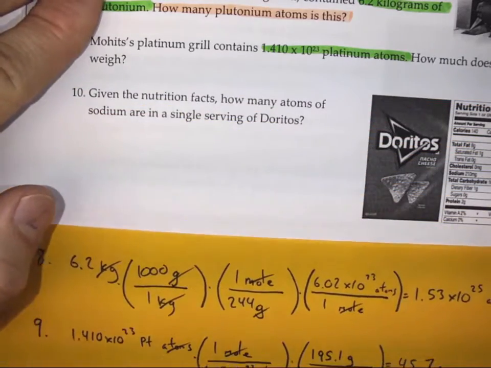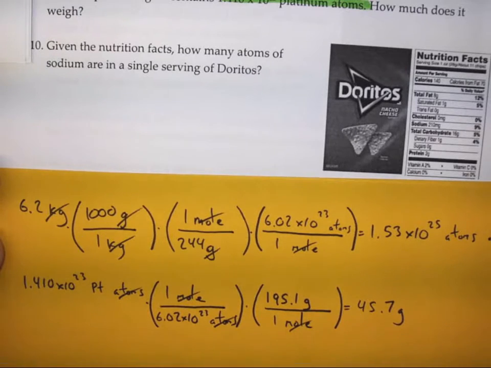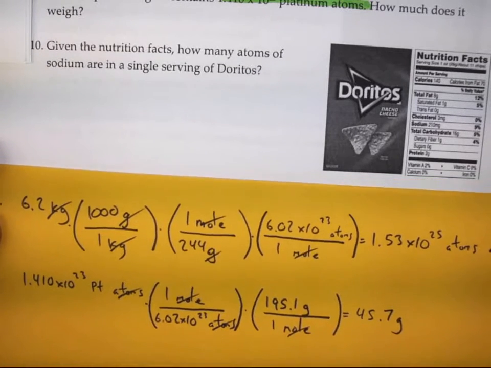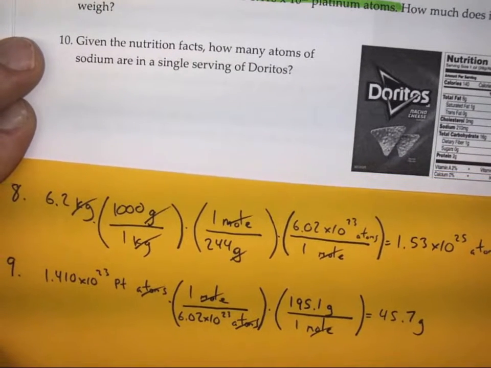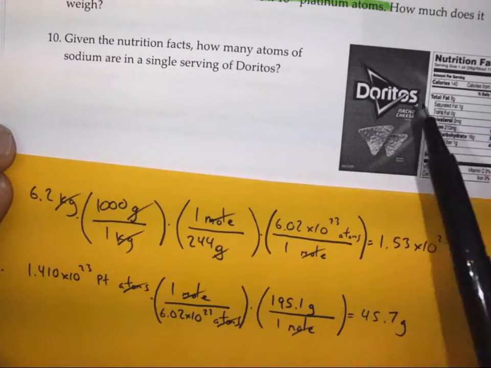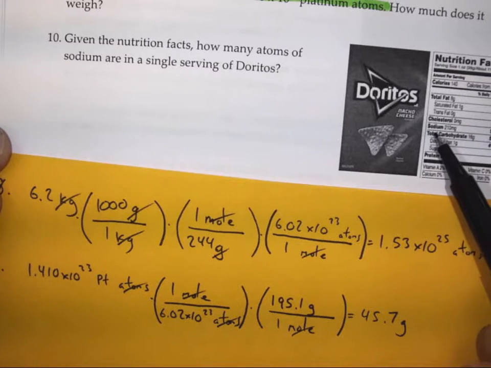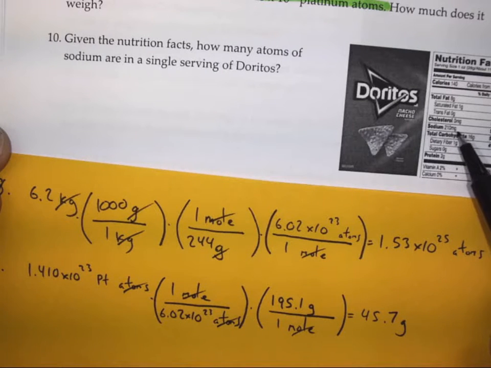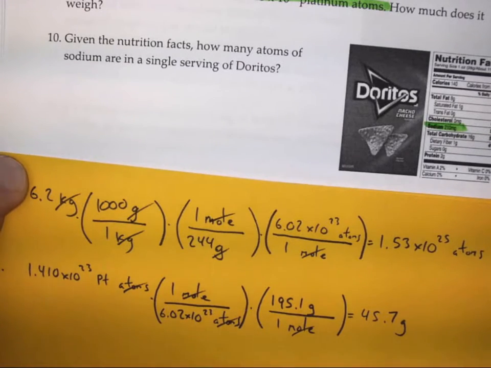Moving on. Okay. So we have the nutrition facts for some Doritos, and we're asked how many atoms of sodium are in a single serving of Doritos. Sodium is a metal, and in Doritos it is going to be found in its ionic form, like in salt, sodium chloride. We can see that there are 210 milligrams of sodium. So that's what's given here, and we're asked how many atoms.